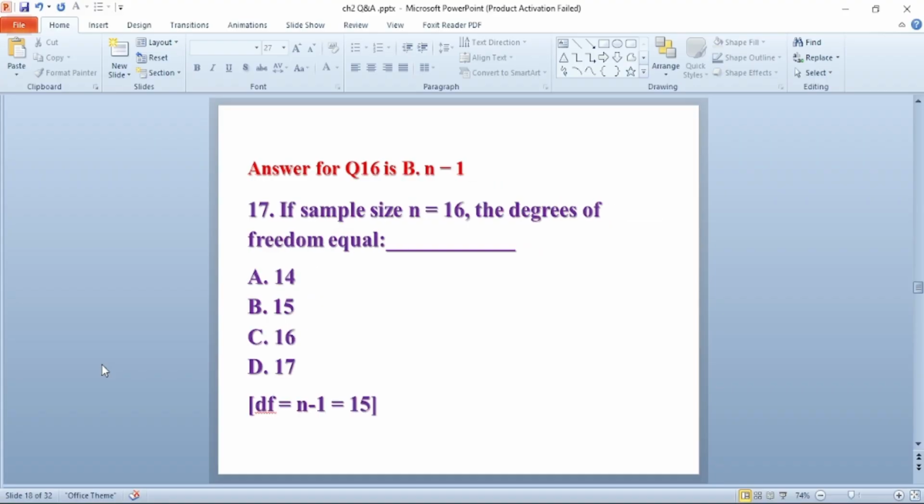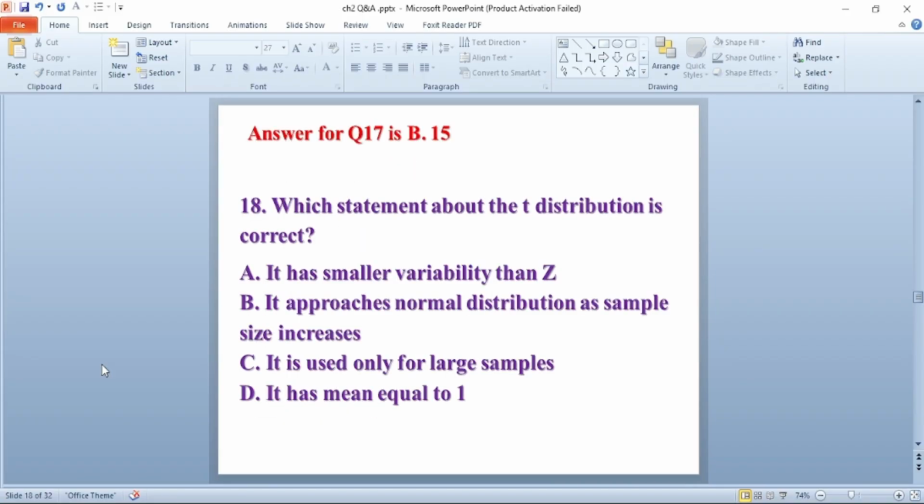Question number 17. If the sample size n is equal to 16, the degrees of freedom is equal to dash. So degrees of freedom is equal to n minus 1, which is equal to 16 minus 1, 15. The answer is B.